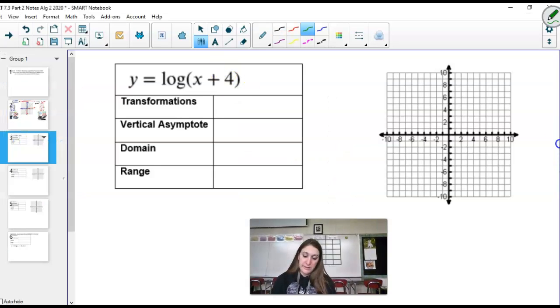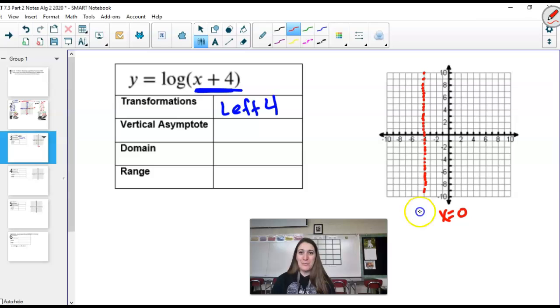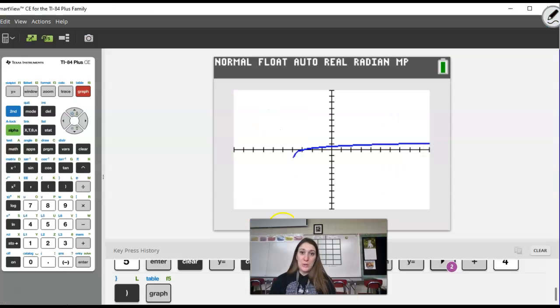Now let's think about what that means for our graph. Because it was shifted to the left 4, because there's that built-in negative in math, that vertical asymptote, which normally was at x equals 0, has been shifted to the left 4 as well. So now you have a vertical asymptote at x equals negative 4.